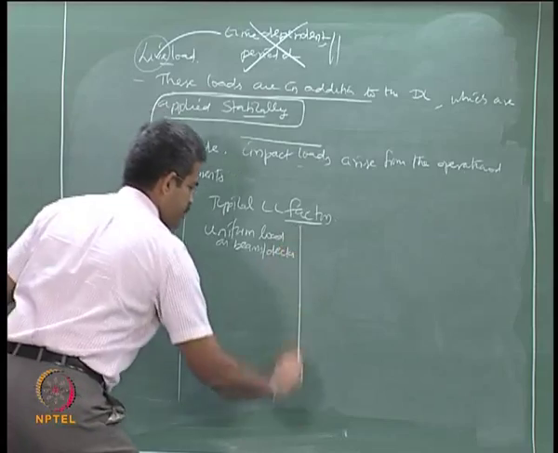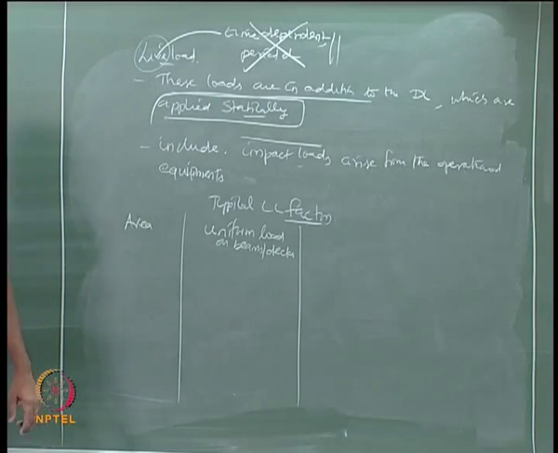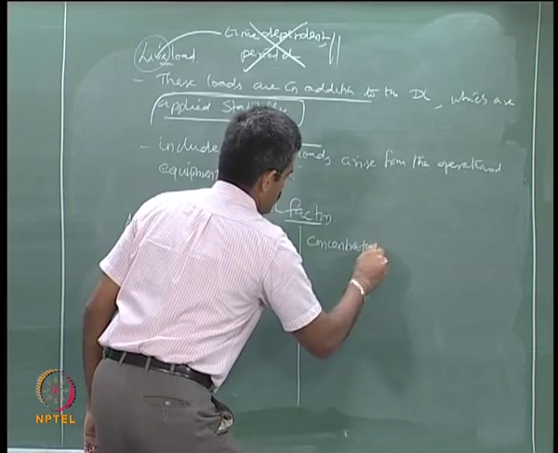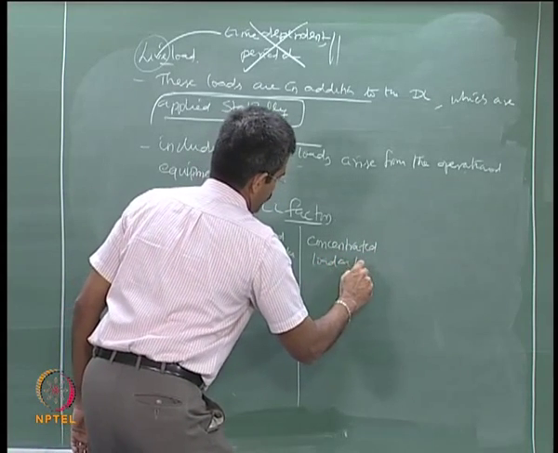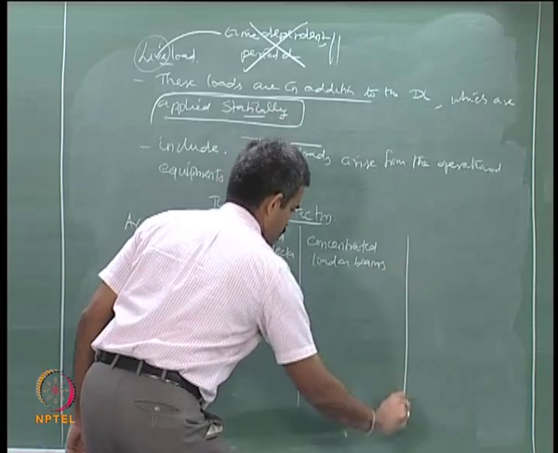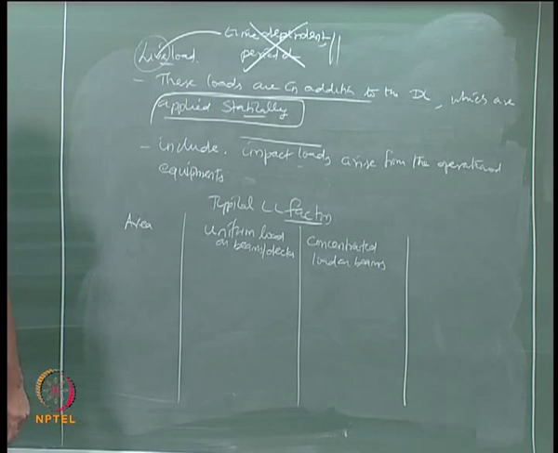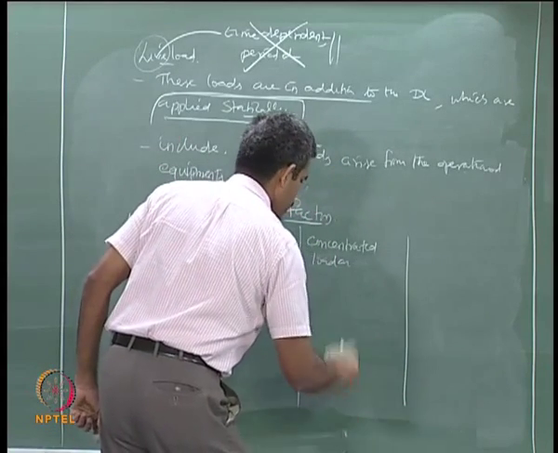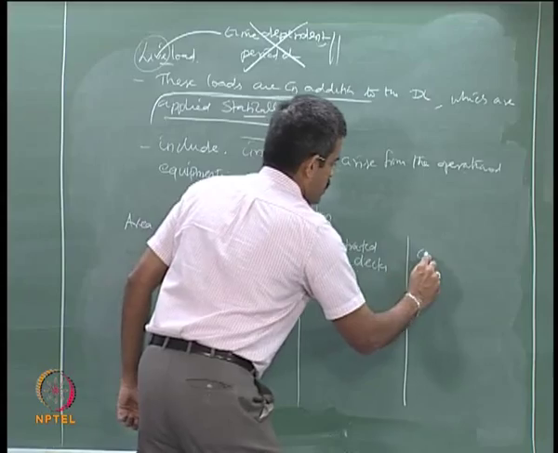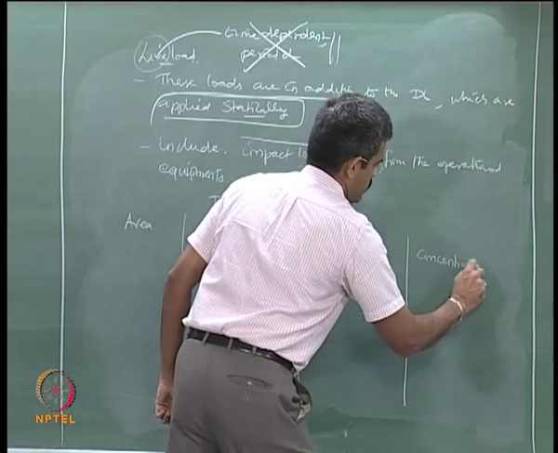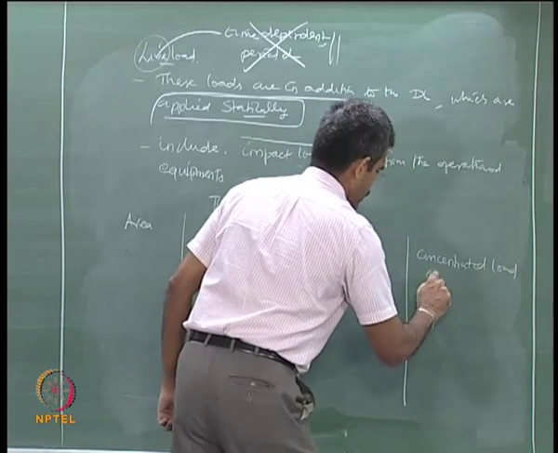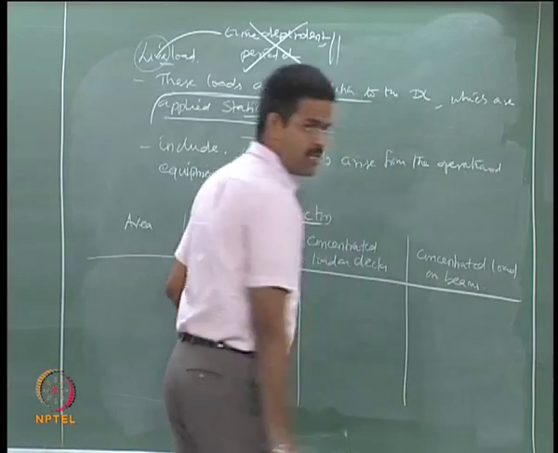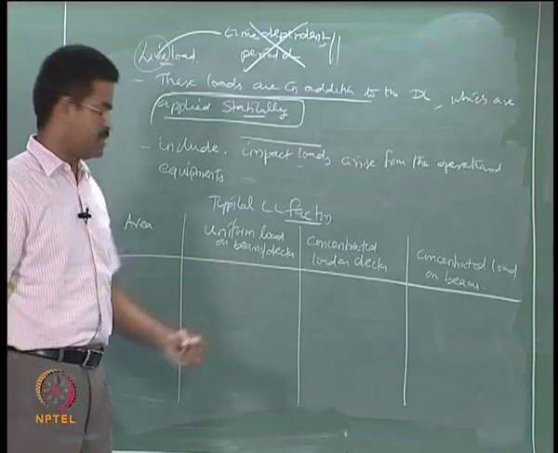make a column, let us say concentrated load on beams. So, let us say this is on decks, this is concentrated load on beams. First, let us try to understand the difference between these three before we write down the numbers in the area of description.